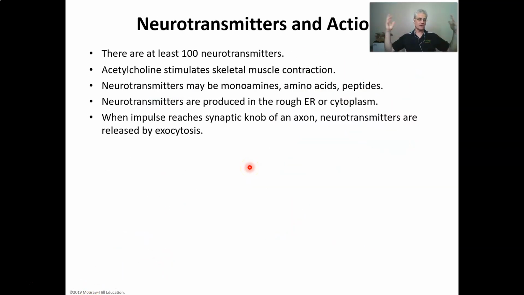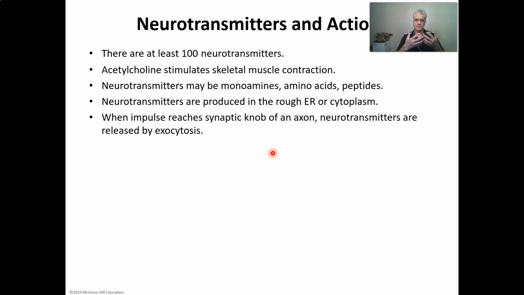Now, neurotransmitters come in lots of different varieties, but we can pretty much summarize them as either excitatory or inhibitory. They come in all different shapes and sizes. We've already talked about acetylcholine to death. Acetylcholine stimulates skeletal muscle contraction. It would be considered an excitatory neurotransmitter. It would cause an excitatory postsynaptic potential. Great. Not all of them do. There are lots of different variations on neurotransmitters, but they're either excitatory or they are inhibitory.